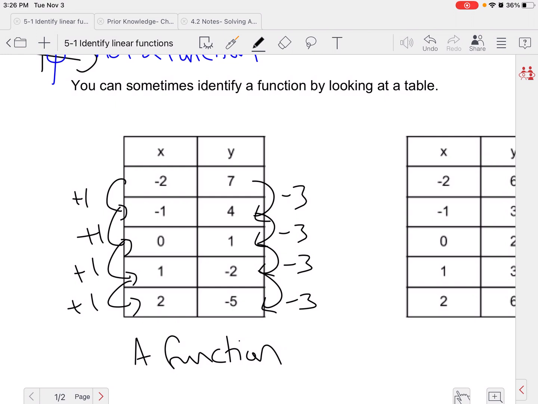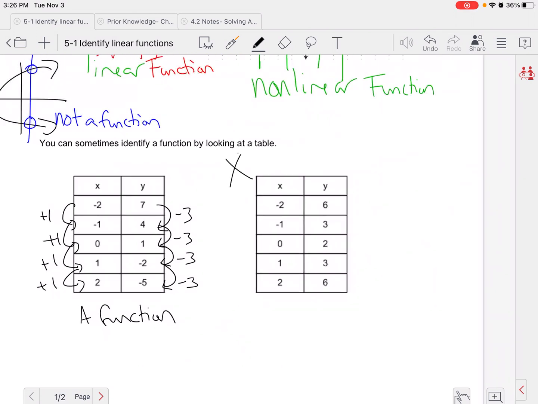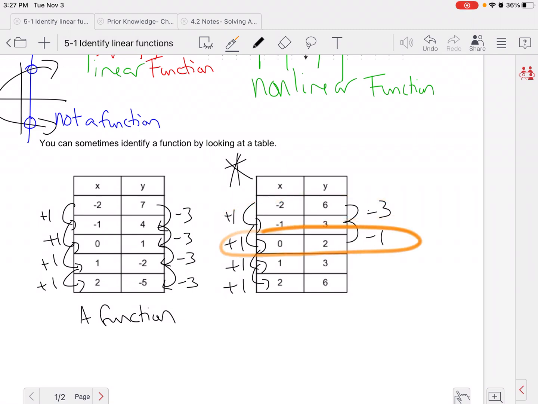Go ahead and decide, is this one a function or not a function? We have -2 to -1, which is adding 1, just like before: add 1, add 1, add 1. Here we're subtracting 3, and then we subtracted 1. So right away, I can see this change was 1 to -3, and this change was 1 to -1, and that's not okay. So I know right away, not a function.